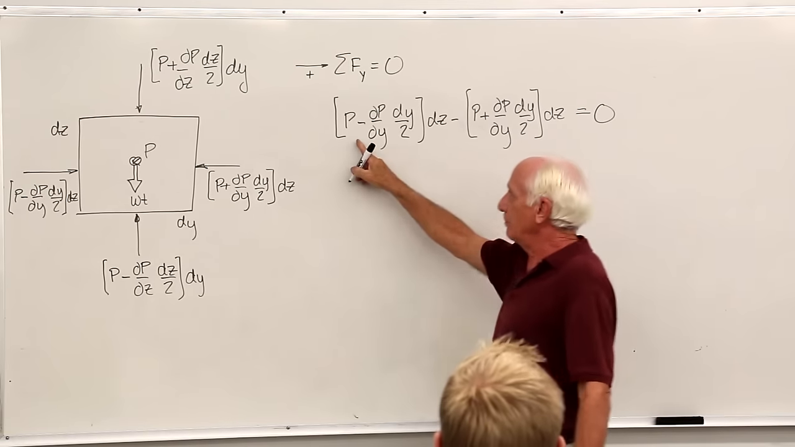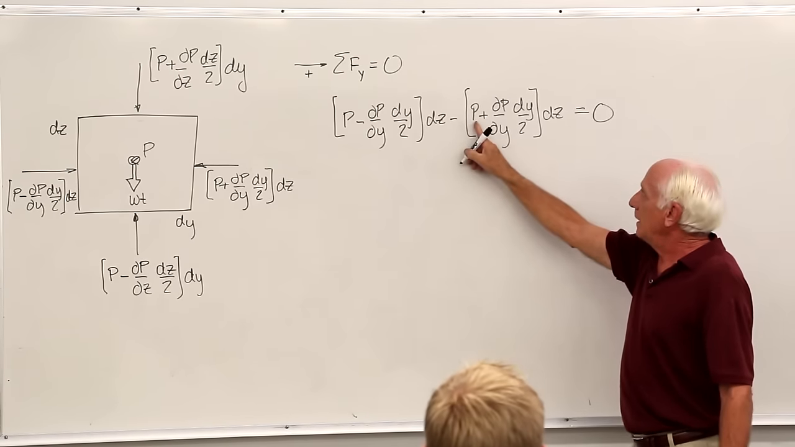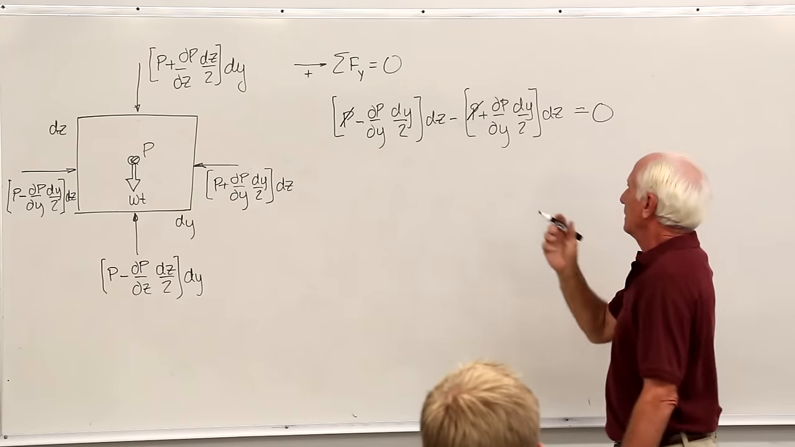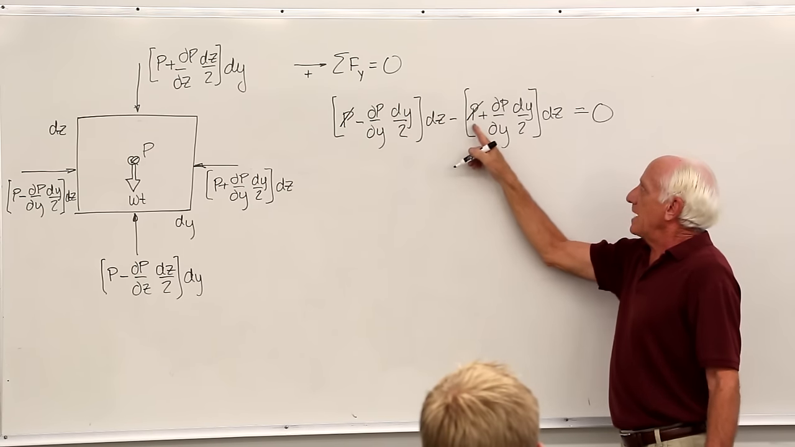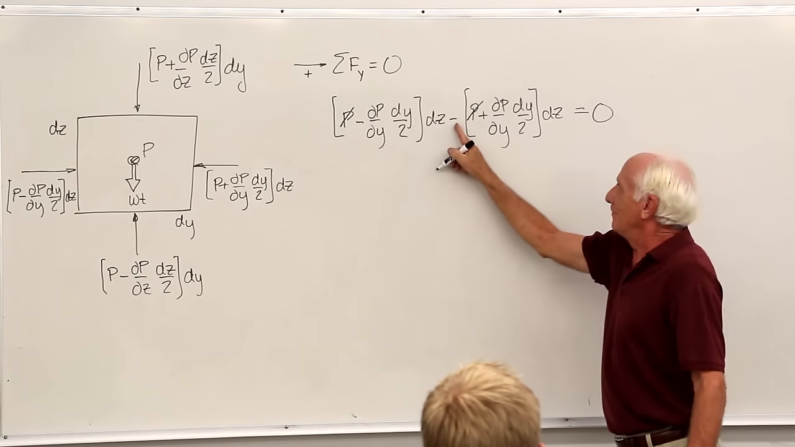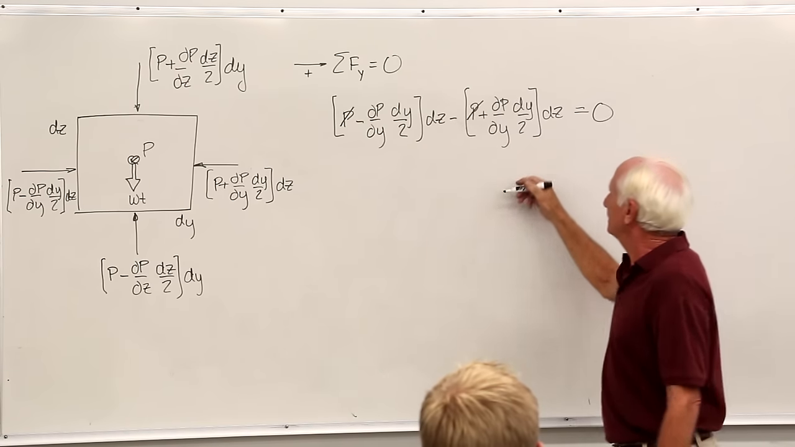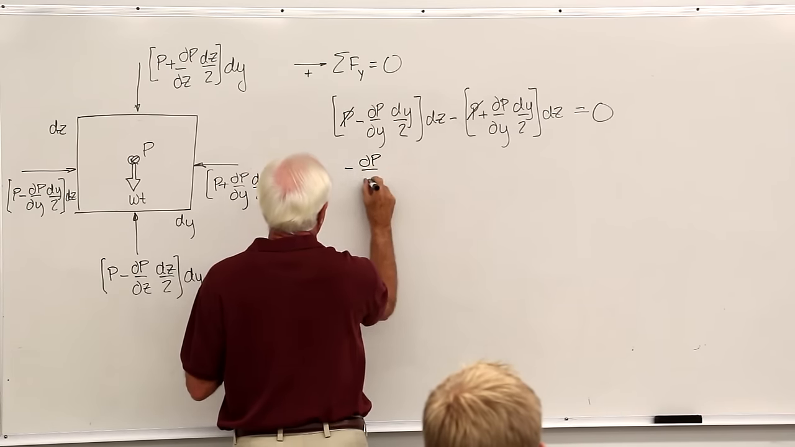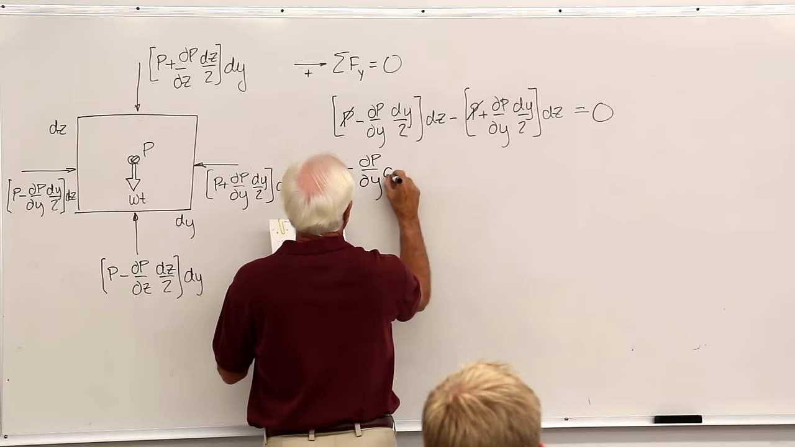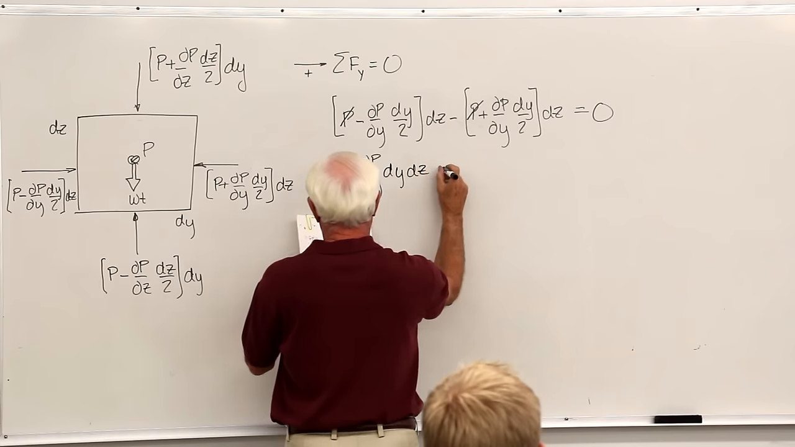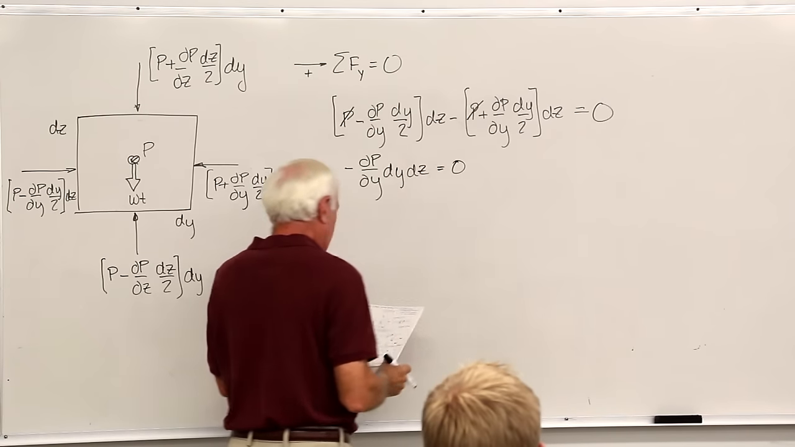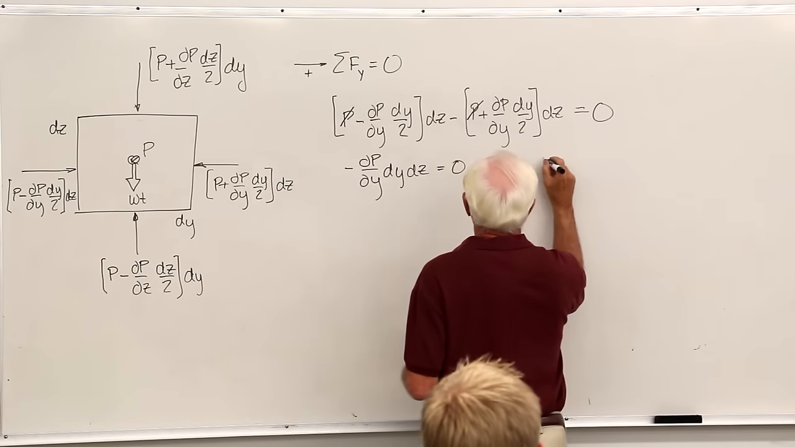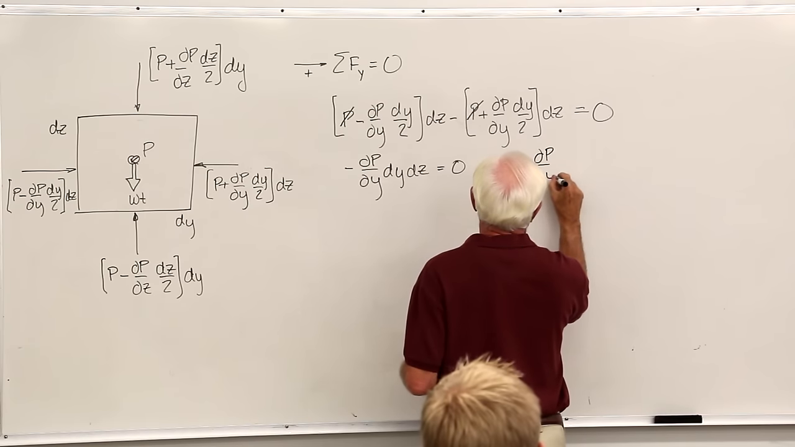Okay, in the bracket, plus P. In the bracket, minus P. Gone. dy over 2, added to minus sign, dy over 2, okay? So we have our partial P with respect to y, dy dz equals 0. Divide through by minus dy dz, and we get partial P with respect to y equals 0.